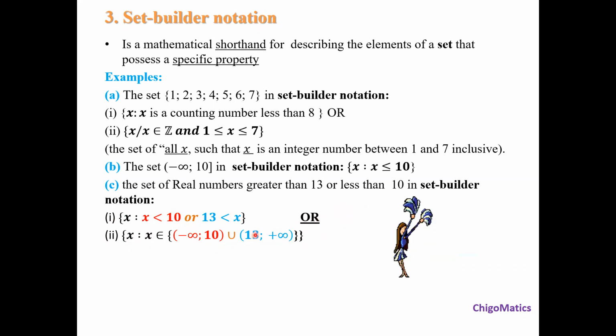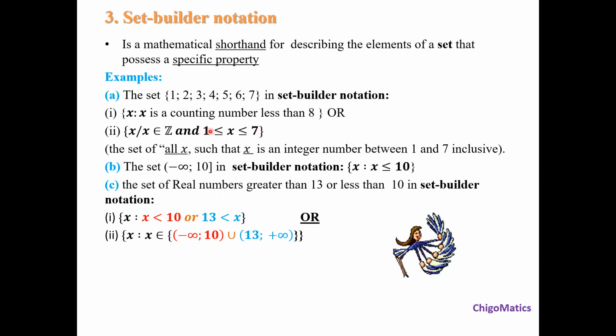So it will start with anything greater than 13 and keep on increasing up to infinity. So now we are saying X should be those elements that we take from very small to anything less than 10, added to anything greater than 13 to anything very big. So this is one and the same thing, and that is set builder notation for you. And as you can see, when you write in set builder notation, there's no way you can count how many elements you have in some cases.